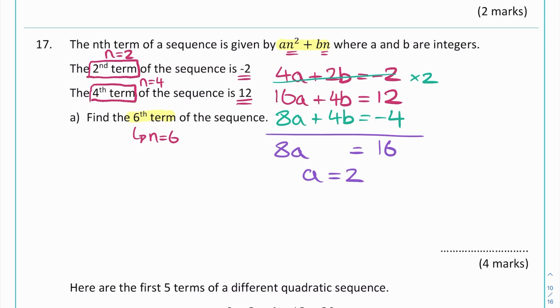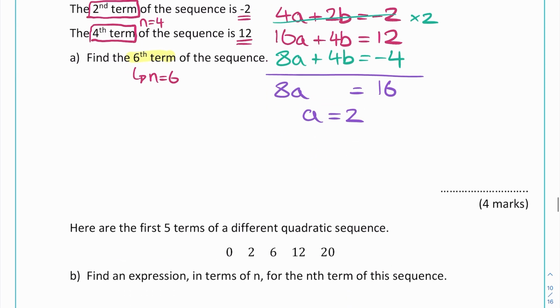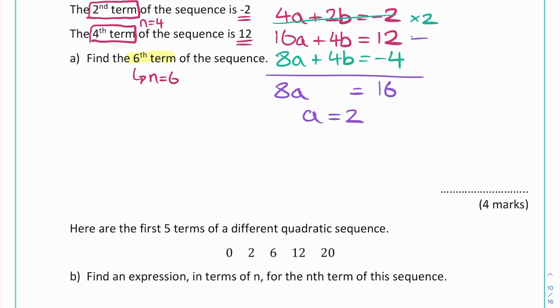I can use that, substituting it back into one of these equations to find the value of b. Now that second equation here, we don't have any negatives involved, so I may as well sub it back in there. If a is 2, then 16 lots of 2 would be 32. So 32 plus 4b equals 12. As it turns out, I'm going to get negatives anyway. Take away 32 from both sides. We get 4b is equal to negative 20, and then divide by 4. So b is equal to negative 5.